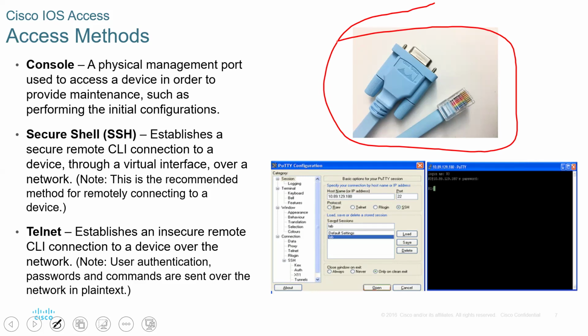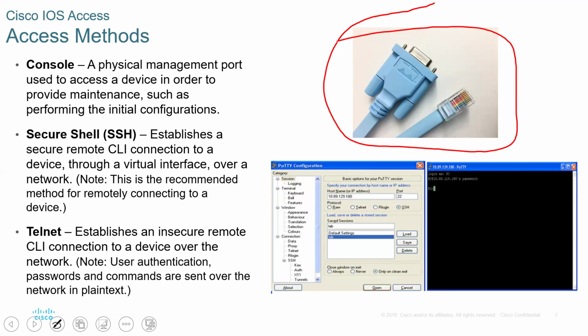Another way to enter the command line interface is using what we call SSH, which is the Secure Shell. It establishes a secure remote CLI connection to a device through a virtual interface over a network.